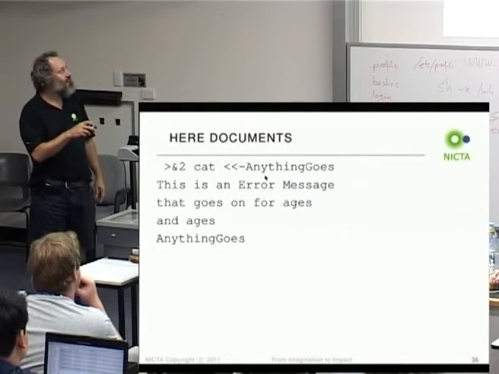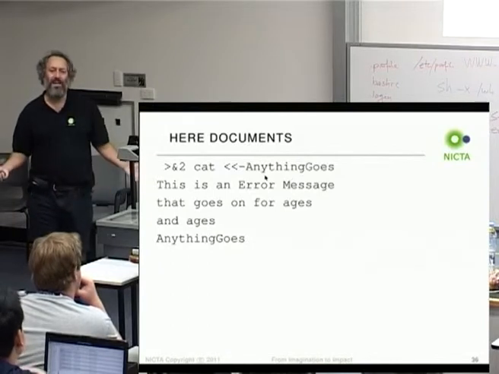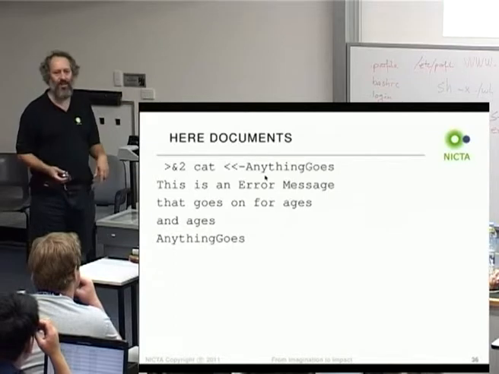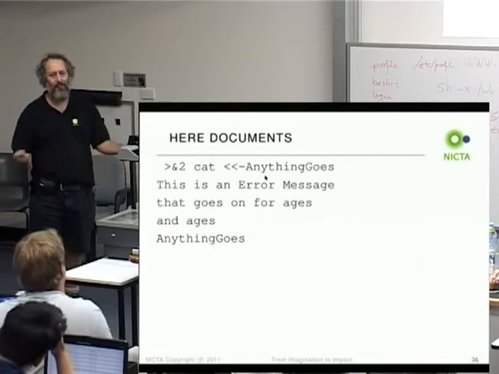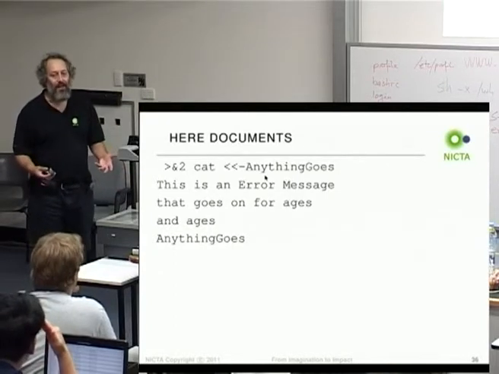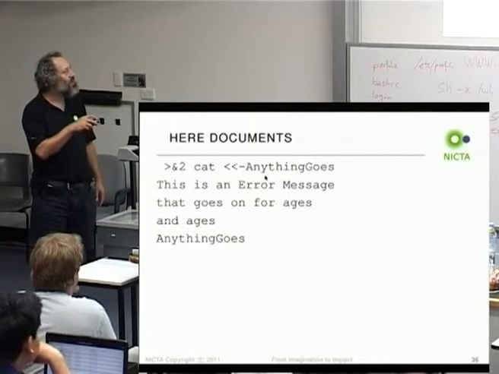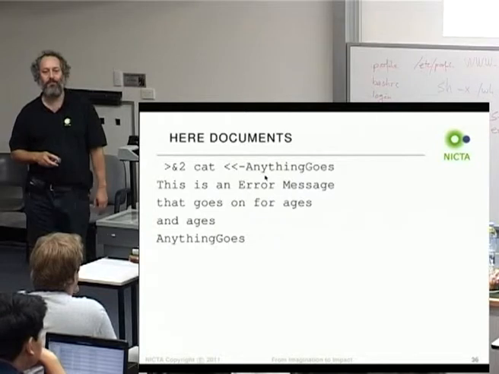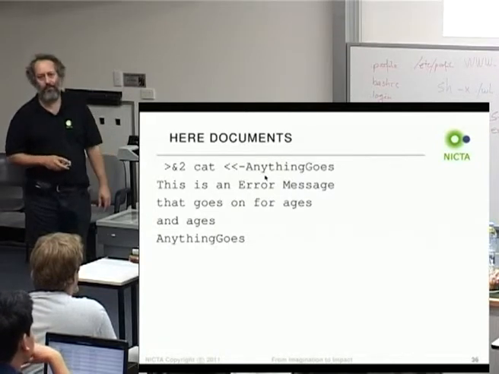The things that come after it are an optional dash and then some token. It doesn't matter what that token is. It could be a single exclamation mark, it could be an underscore, it could be some number. Anything that's not going to appear in the body of the text, because it's used as the marker for the end of the here document. A lot of people use EOF for end of file.